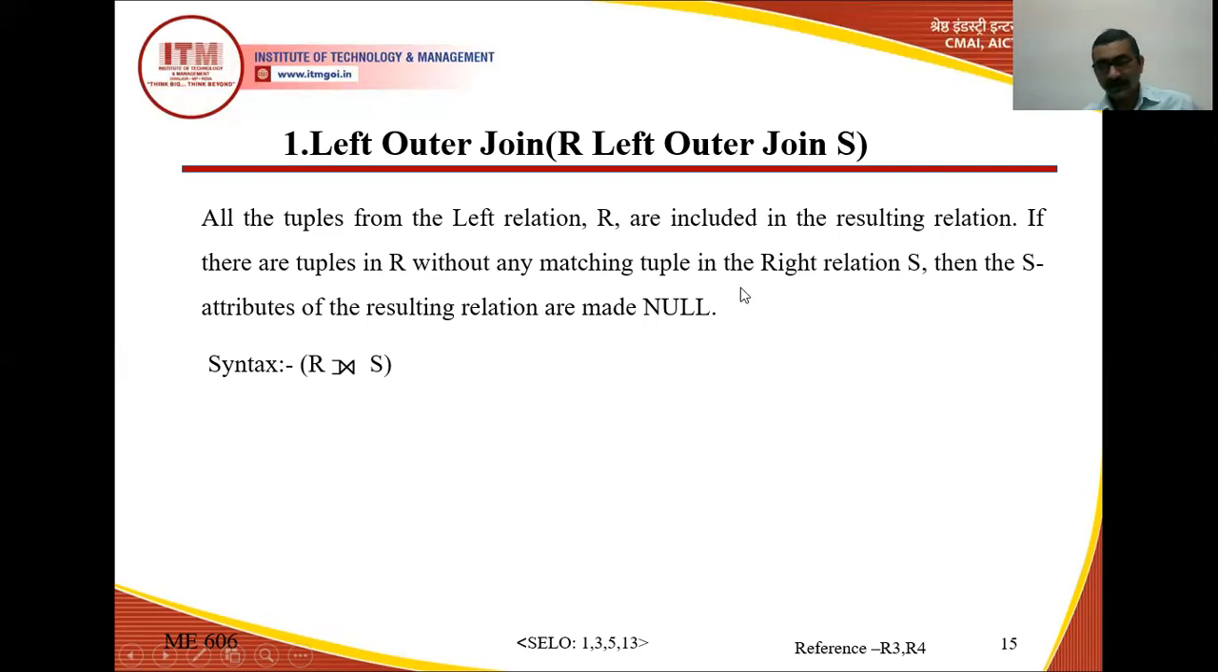If there are tuples in relation R without any matching tuple in the right relation S, okay, then the S attribute of the resulting relation are made null. So here we have to define the left outer join, where we have to use two tables R and S. If table R attribute are not matched in the relation S, then S attribute of the resulting relation are made null. So this is the syntax of the left outer join.